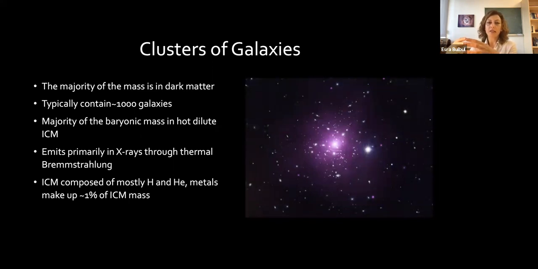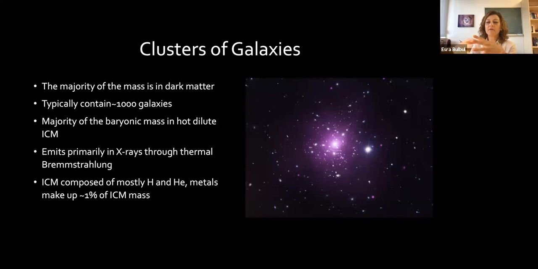And this hot intracluster medium is a very hot plasma. It is primordial, so it basically constitutes mostly hydrogen and helium ions. Its temperature can get up to 100 million degrees. It's so hot. And at this density and temperature, this gas is optically thin, and it emits primarily through X-rays through thermal Bremsstrahlung process. So it gives you a very nice continuum from thermal Bremsstrahlung.